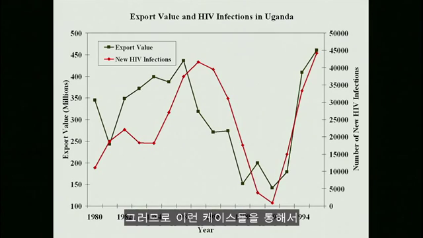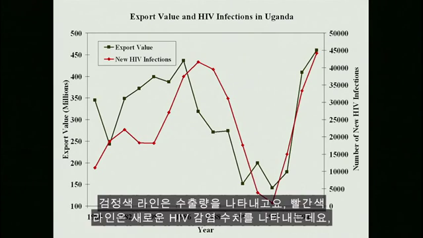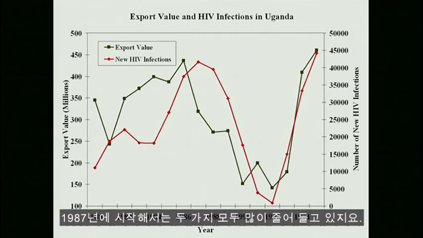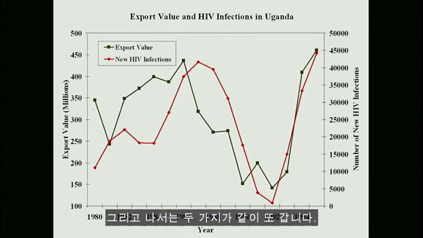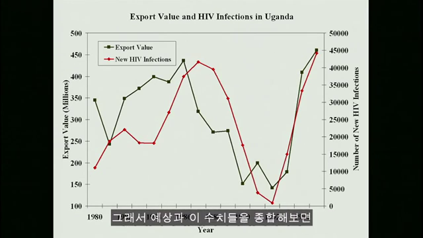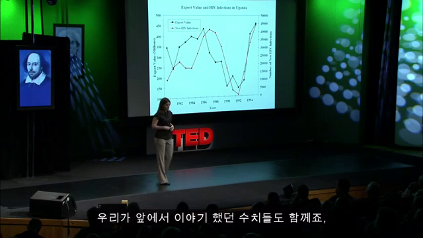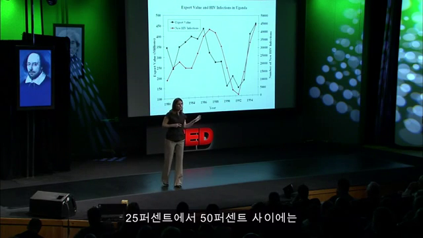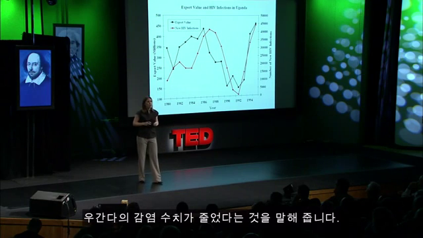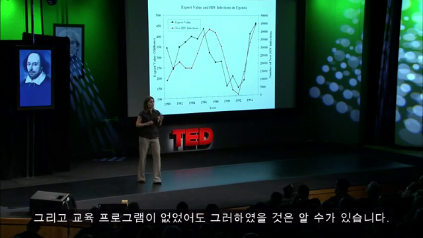So you can see that both of these series, the black line is export value, the red line is new HIV infections. You can see they're both increasing. Starting about 1987, they're both going down a lot. And then actually they track each other a little bit on the increase later in the decade. So if you combine the intuition in this figure with some of the data that I talked about before, it suggests that somewhere between 25 and 50% of the decline in prevalence in Uganda actually would have happened even without any education campaign.